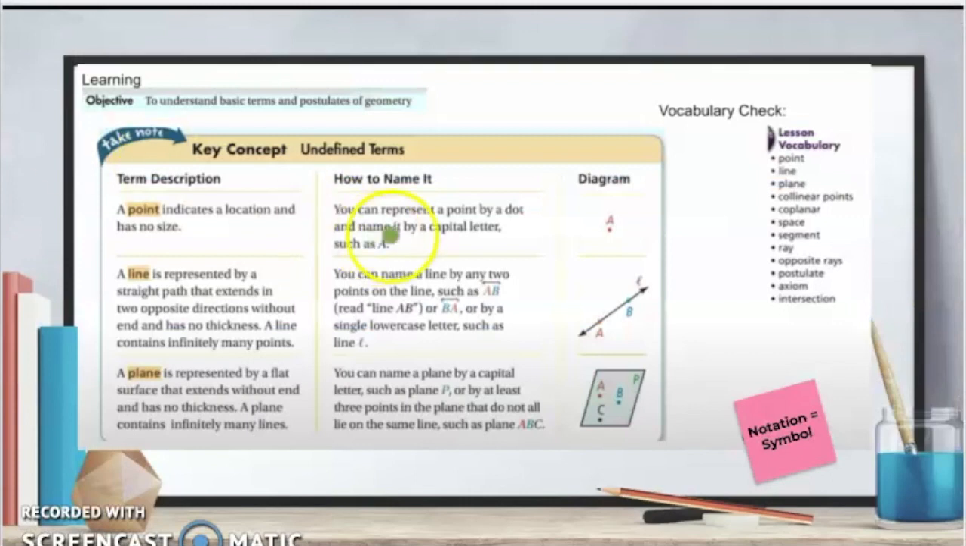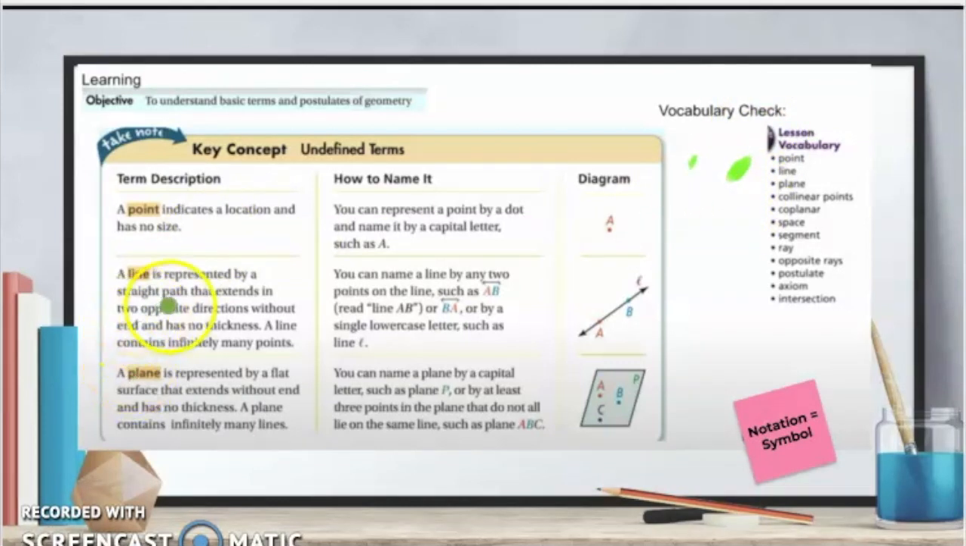A point is a location in space, and we name it with a capital letter, like A. A point can be a very small, tiny point, or it can be a very big point. It has no size, no height, no weight.